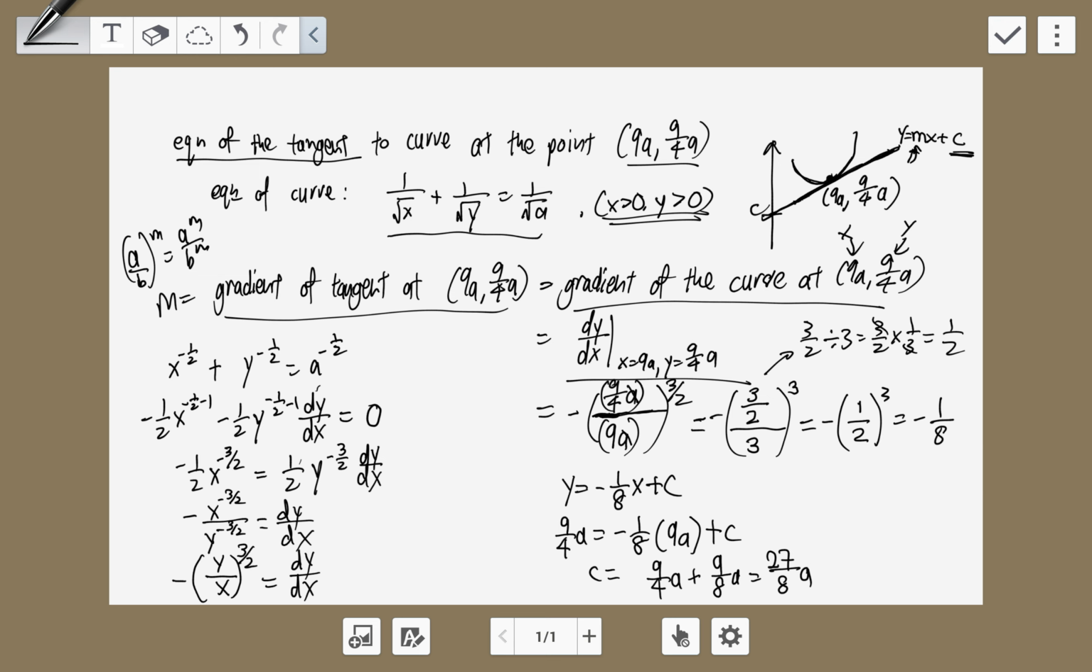Therefore, if I substitute this c back into here, I get the equation of the tangent to be y equals minus 1 over 8 x plus 27 over 8a. So this is the equation of the tangent to the curve at the point (9a, 9 over 4a). So this is tutorial 5.2, question 1 part B.